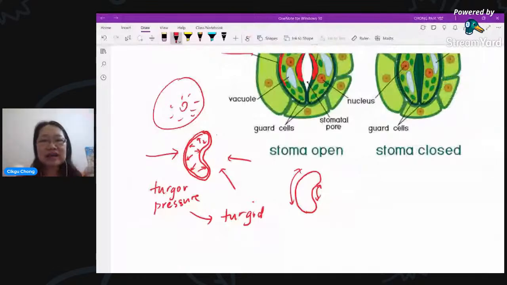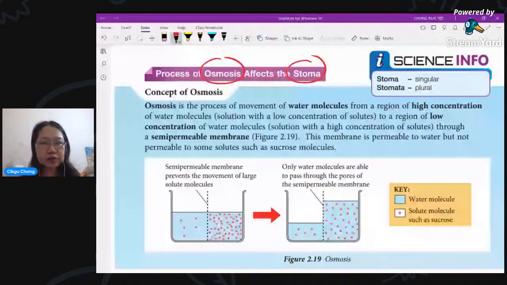So that's why I want to relate it. Just now I showed you the stoma opening like this. It's actually because water moves in, and that movement of water is called osmosis. This is something new. You will see it again in Form 4 biology, but now you are in Form 3 and it is already in the syllabus, so you have to learn it also.